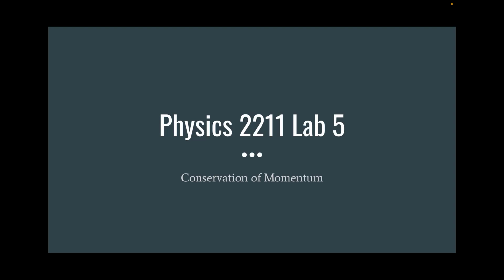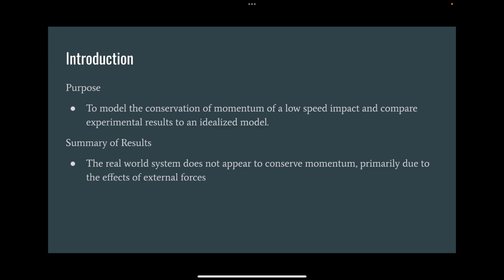This is the Create Your Own Lab project, and I chose to do mine on the conservation of momentum. As a brief introduction, the purpose of this experiment is to model the conservation of momentum of a low-speed impact and to compare the experimental results to an idealized model. A summary of our results is that the real-world system does not appear to conserve momentum, primarily due to the effects of external forces.